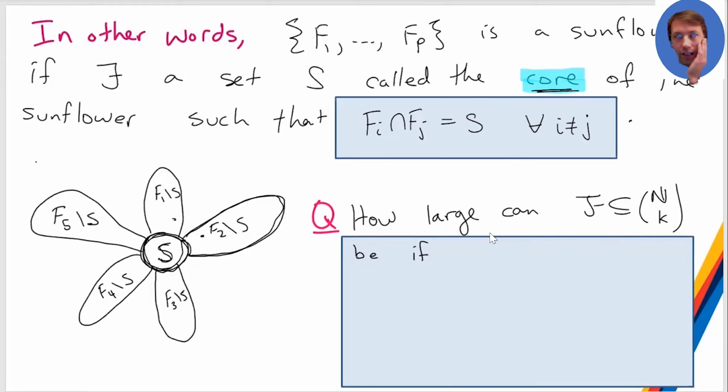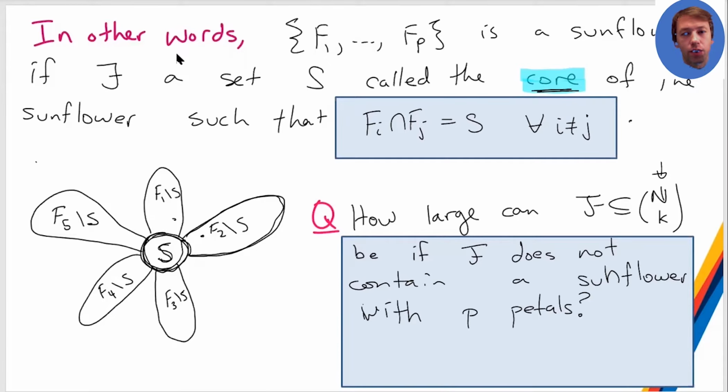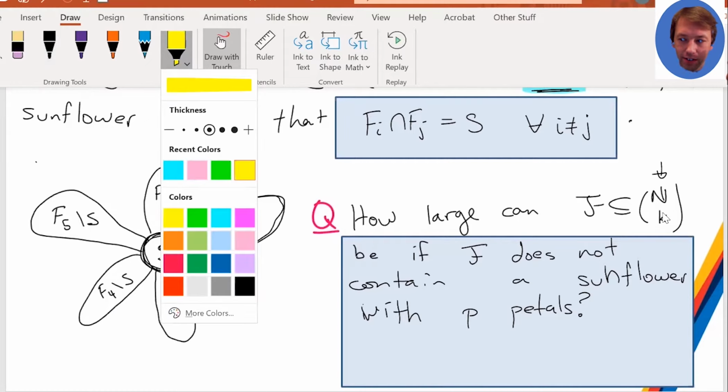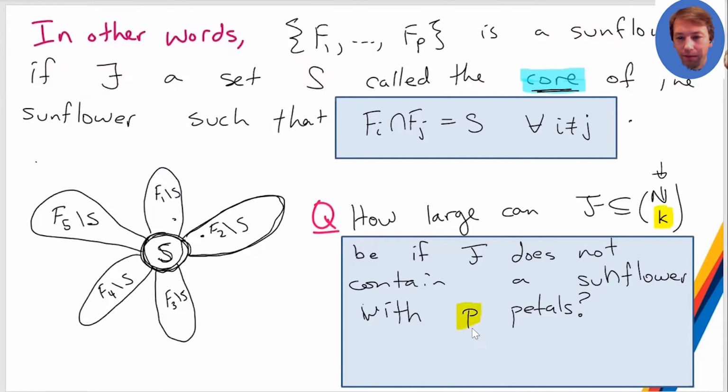So what we're going to try to do today is find sunflowers in a collection. The question is, how big does a collection have to be in order to guarantee that you can find a sunflower with p petals? Or to phrase it slightly differently, how large can F be, where F is a collection of sets of size k, if F does not contain a sunflower with p petals? So we've got two parameters, a k and a p. What I want to show is that it's some function of k and p.